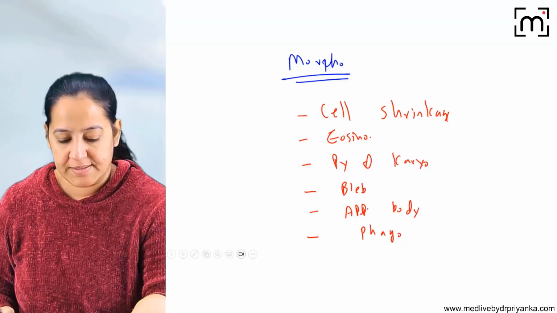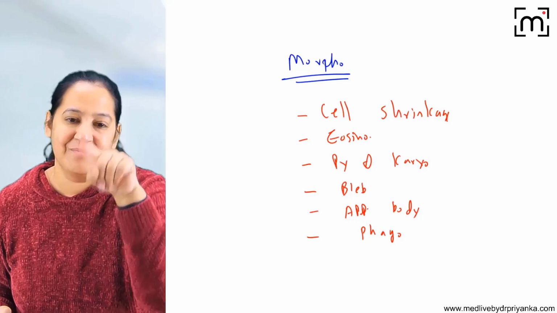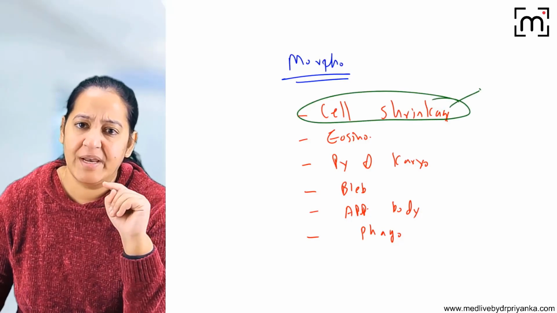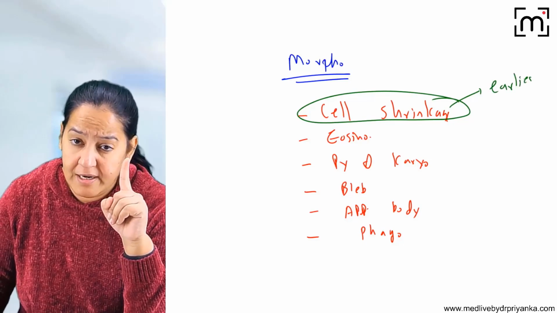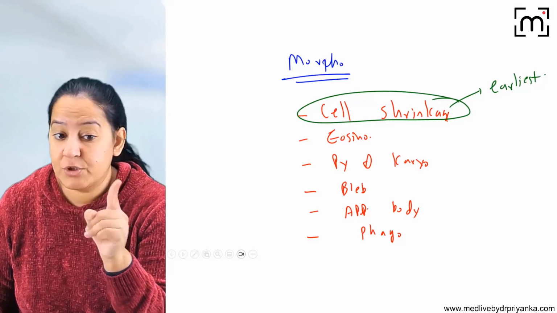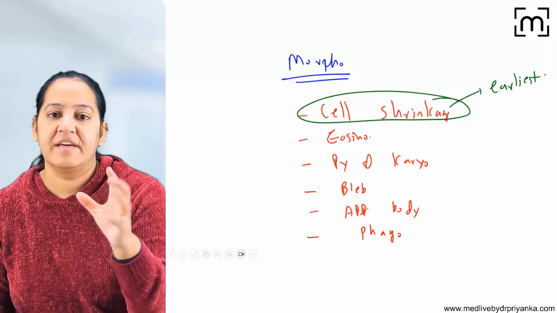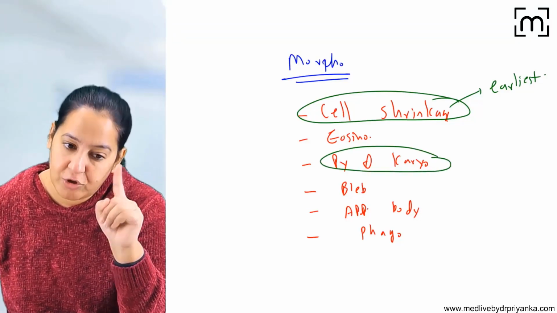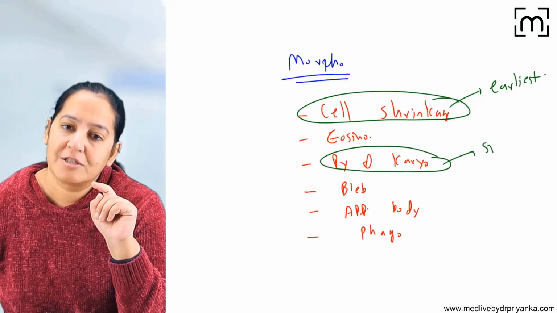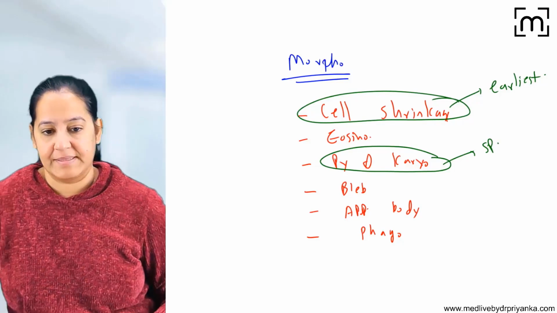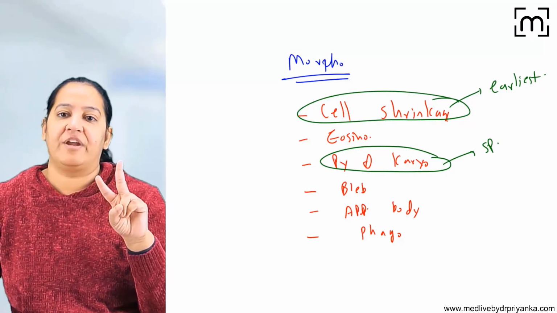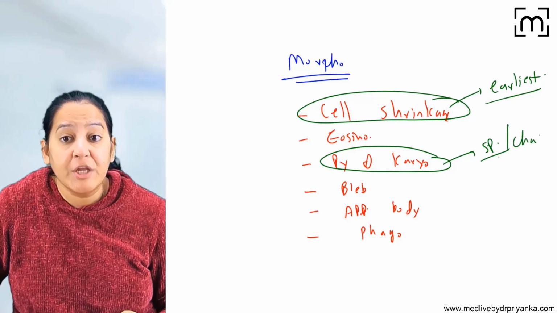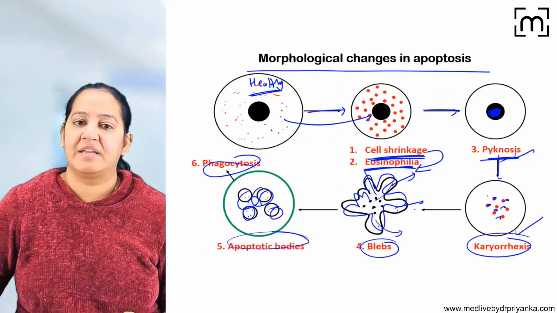Now two questions to answer. Tell me the earliest and tell me the most specific. I guess everyone knows the earliest. You get an MCQ on that. The earliest change in apoptosis is shrinkage, never swelling. Swelling occurs in necrosis. Here cell shrinkage occurs. The most specific, the characteristic or pathognomonic feature, is the nuclear change, that is Pyknosis and Karyorrhexis. So two different MCQs are framed here. Earliest feature is shrinkage and the characteristic feature is the nuclear changes.